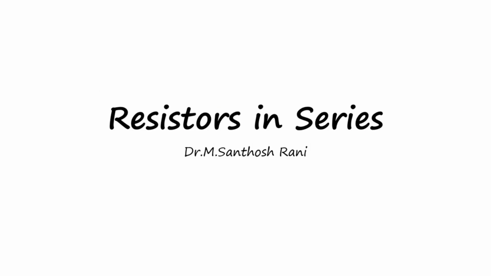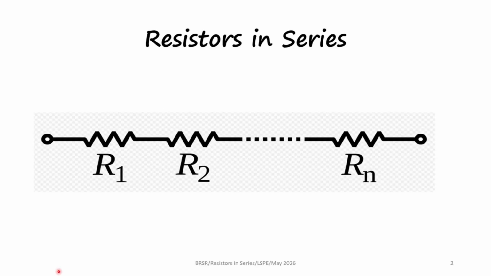Let us see how resistors are connected in series in this particular session. In this case, we see that the resistors are connected in series. R1, R2 and so on up to Rn are connected in series. They are said to be connected in series because one end of R1 is connected to one end of R2. The other end of R2 is connected to some other resistor. There is just one connection between R1 and R2.